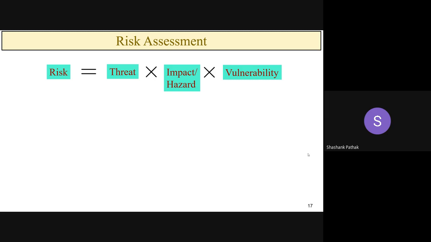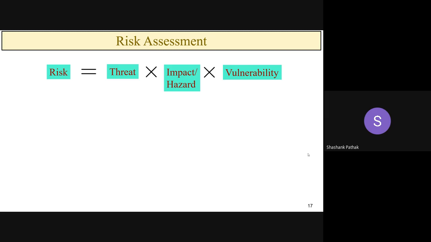And then there comes the third term, that is vulnerability. Vulnerability tells how vulnerable your structure is to a particular threat. That comes under the structural characteristics. For example, if your building is L-shaped or V-shaped, those buildings may architecturally be more vulnerable to earthquakes because there are some corners, some joints. So this vulnerability is basically something which tells how weak your structure is.